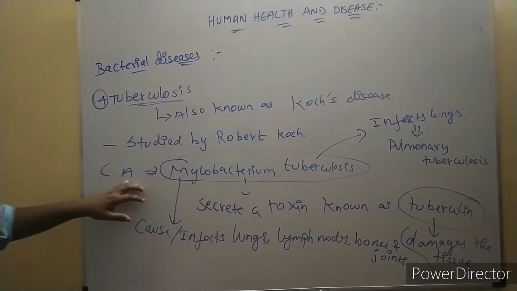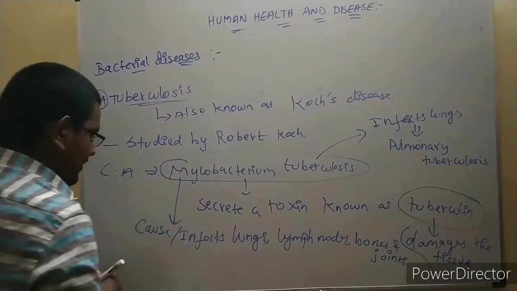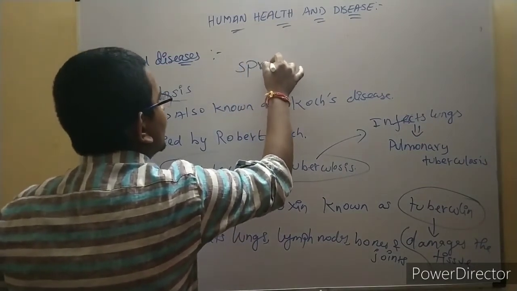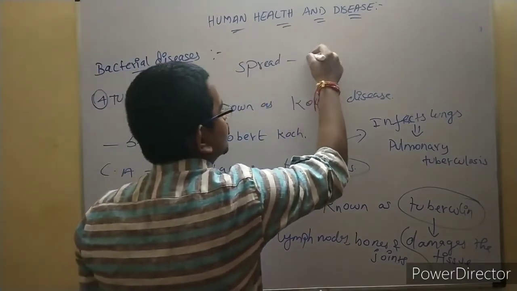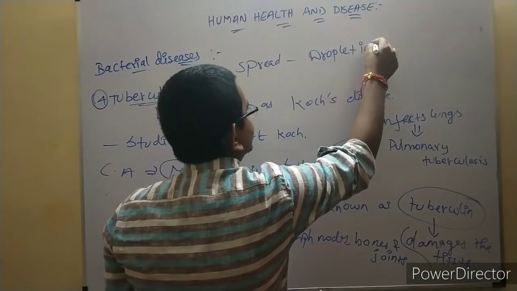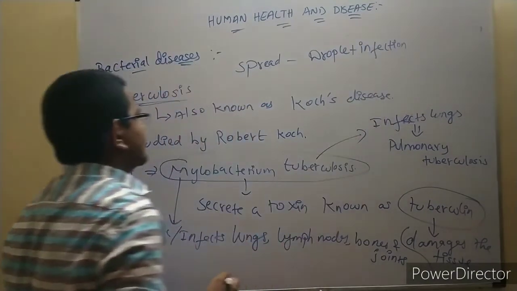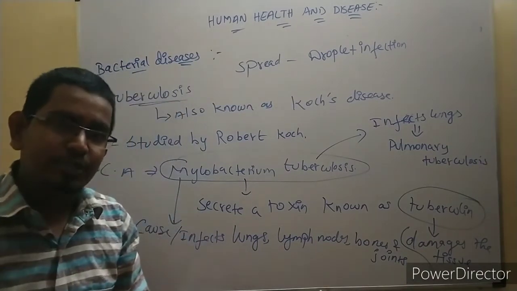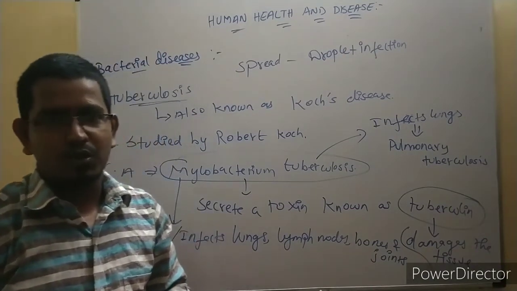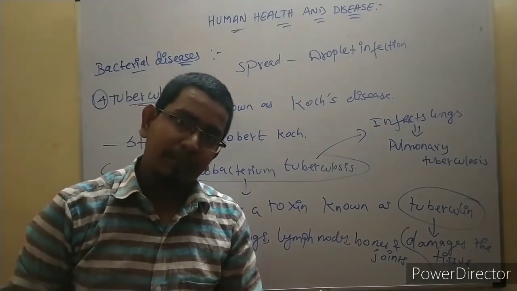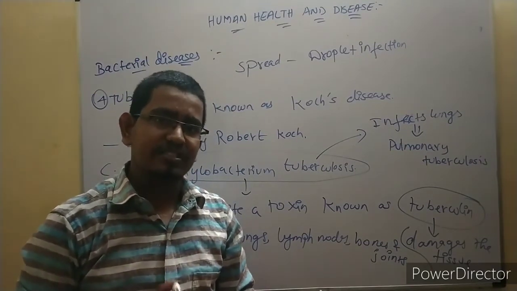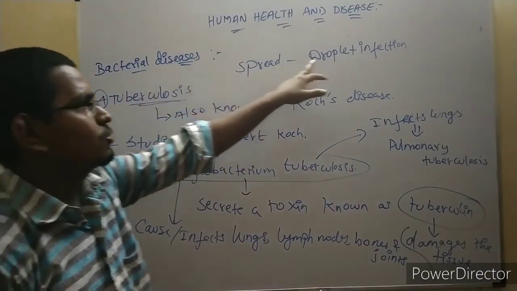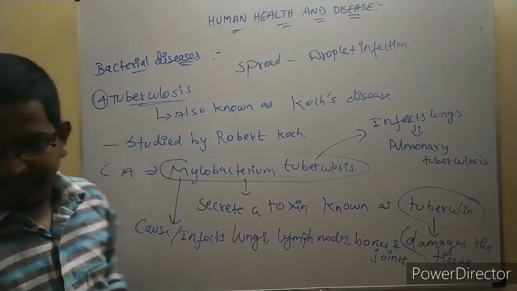Then we studied the causative agent, now how it will spread. It also spreads through droplet infection. If anybody is having tuberculosis, and anyone nearby is in direct contact with them or using any utensils of that person, then it is possible that the person becomes infected with this disease known as tuberculosis. Right? Spread through droplet infection.